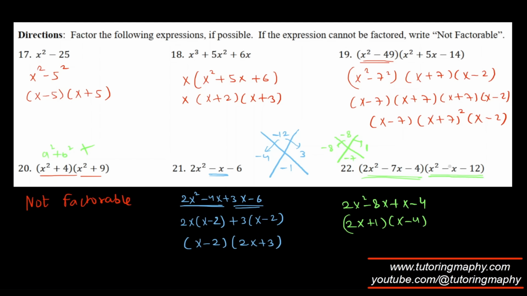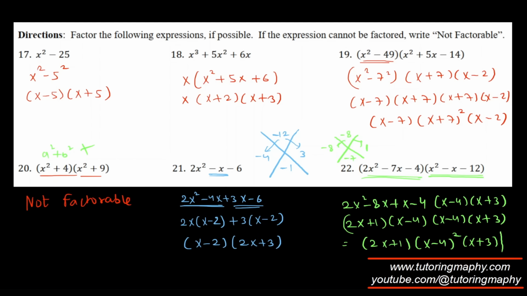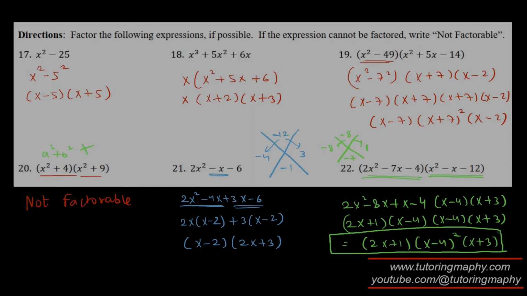And over here, this is pretty easy. I think negative 4 times 3 are the factors. So x minus 4 and x plus 3. So x minus 4 and x plus 3 here. And finally, this can be written as 2x plus 1, x minus 4 whole squared times x plus 3. So this will be the final factored version.